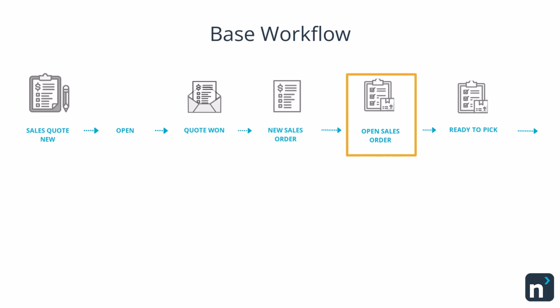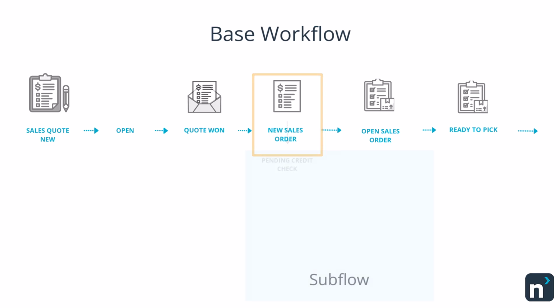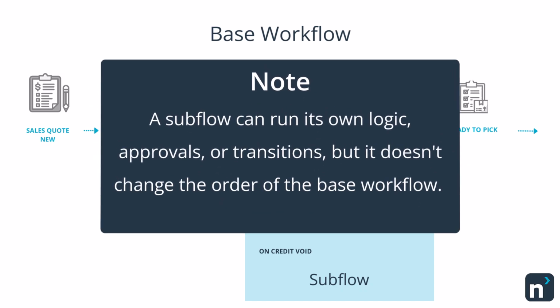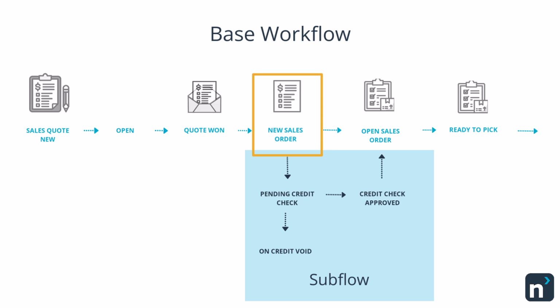Instead of moving directly to open, the sales order transitions from new to a subflow state called pending credit check. If the credit check is approved, the subflow completes and the order exits back into the base workflow at the open sales order state. Note: a subflow can run its own logic, approvals, or transitions, but it doesn't change the order of the base workflow. Records enter a subflow at a specific state and then transition to the next appropriate state in the base workflow after the subflow completes.